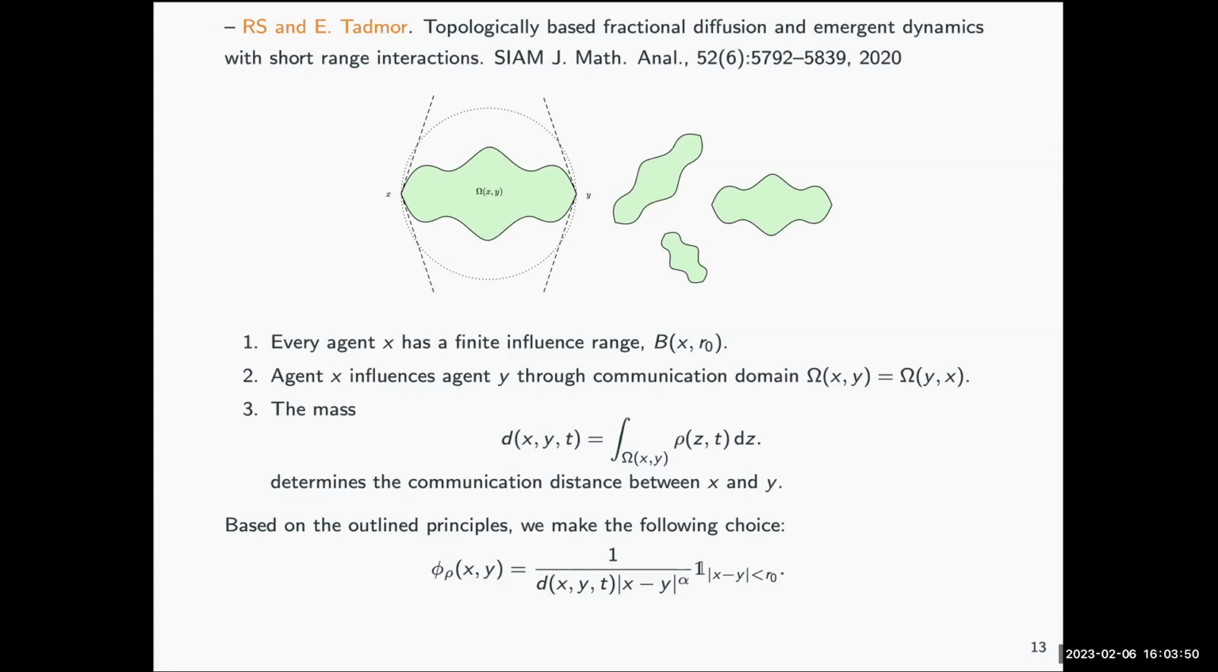You can define the topological distance as the mass of this communication region. The mass, of course, involves the density, which depends on time. So this topological distance changes in time, it evolves as density changes. And so we can build it into the communication protocol as inversely proportional to this distance.